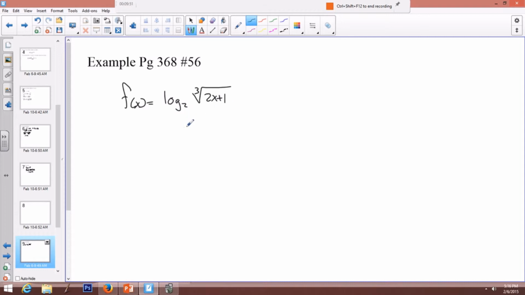really I have the composition of 3 functions. I have the composition of log base 2 of x, I have the function third root of x, and I have 2x plus 1. So there's 3 compositions in there, and if I really wanted to do this correctly, I would have to do the chain rule. So what I'm going to do is rewrite before I go any further.